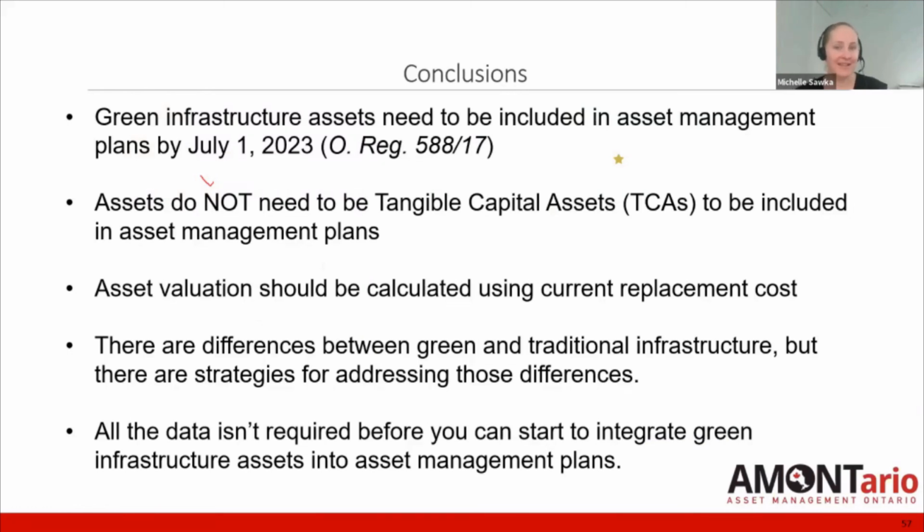The first is green infrastructure assets need to be included in asset management plans by July 1st, 2023 in Ontario. Assets do not need to be tangible capital assets, or TCAs, to be included in an asset management plan. Asset valuation should be calculated using current replacement costs for green infrastructure assets. There are differences between green infrastructure and traditional infrastructure assets, but there are strategies for addressing those differences for asset management planning. And finally, I know I've made this point a lot, but all the data is not required before you start to integrate green infrastructure assets into asset management plans.